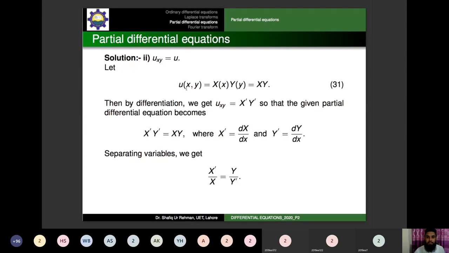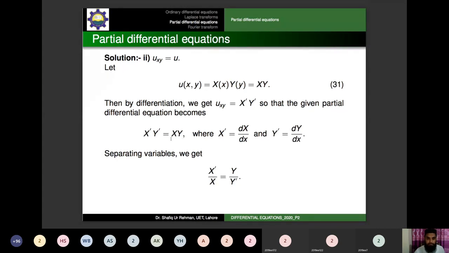So plug in u from this equation, and u x y from here, in that equation. It will be something like that. What is capital X prime? It's the instantaneous rate of change of capital X with respect to x. Capital Y prime is the instantaneous rate of change of capital Y with respect to small y.